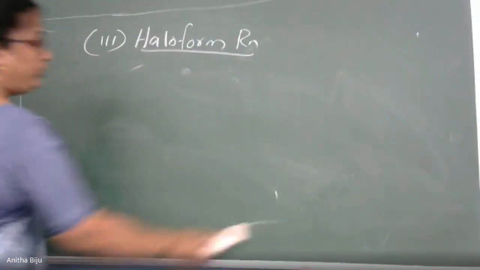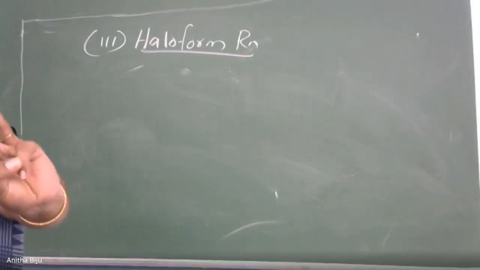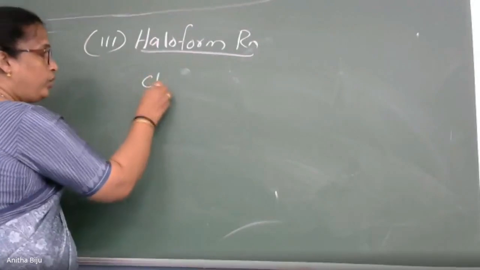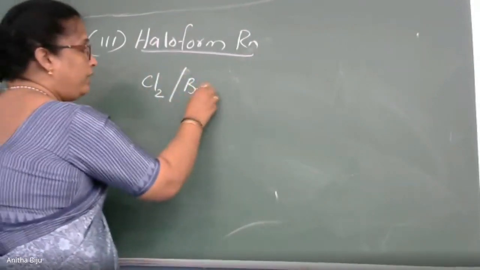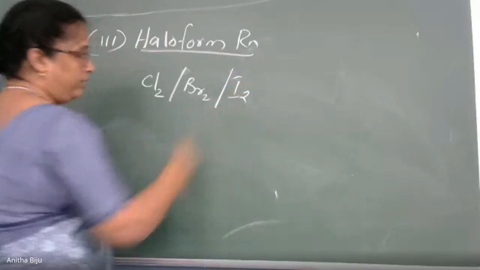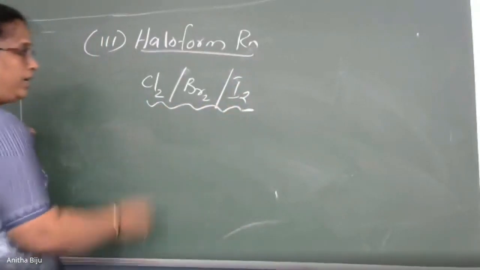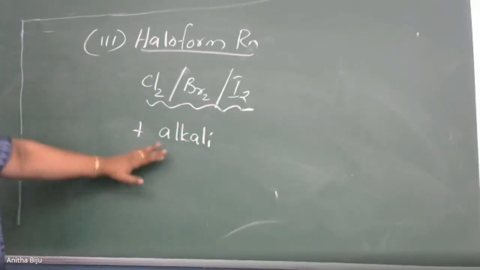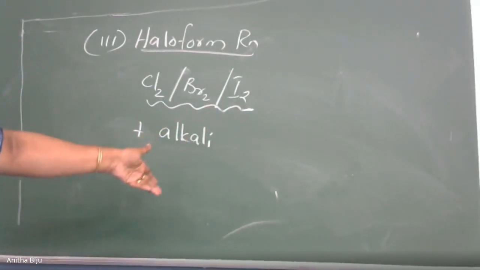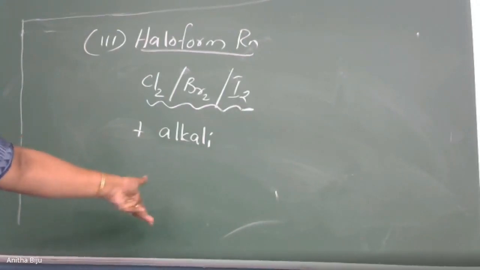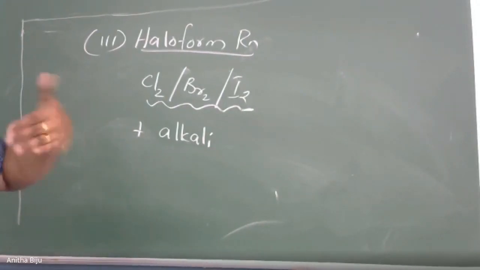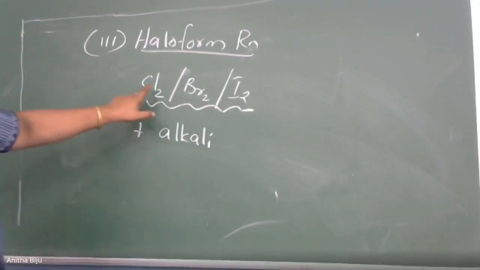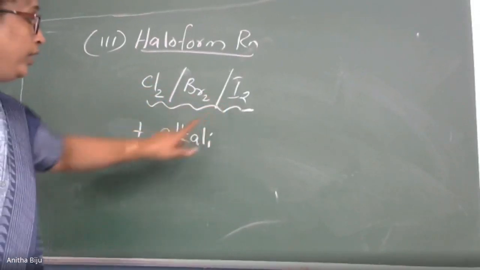The reagent for this test, three possibilities are there. I will write which are the three possibilities. Either we can use chlorine, or bromine, or iodine. Any of these halogens plus alkali. Alkali generally uses sodium carbonate; any compounds of sodium are highly alkaline in nature. So either chlorine, bromine, iodine, plus alkali.